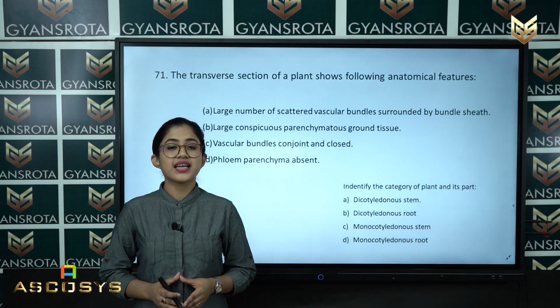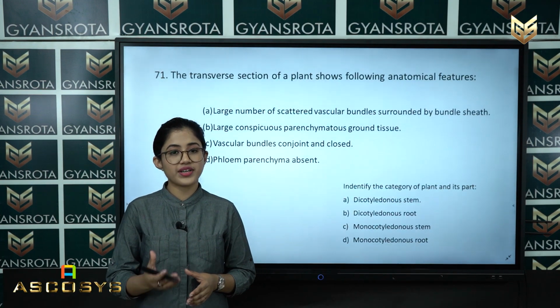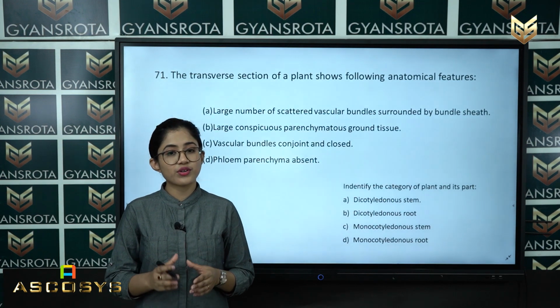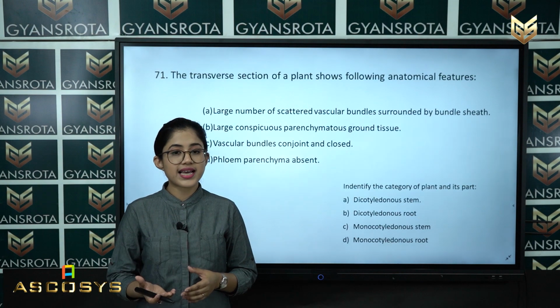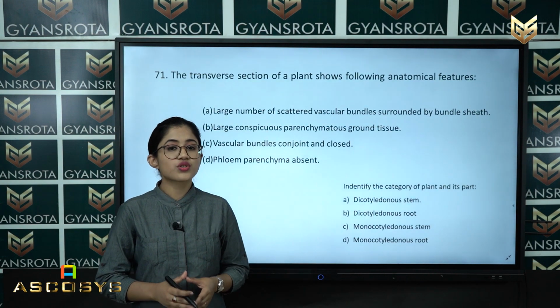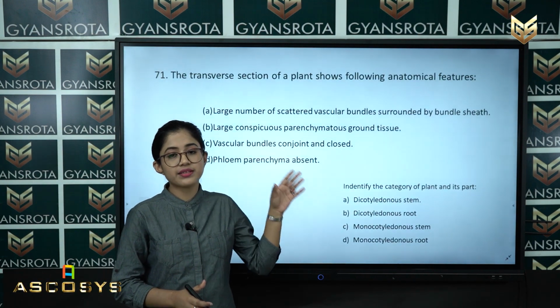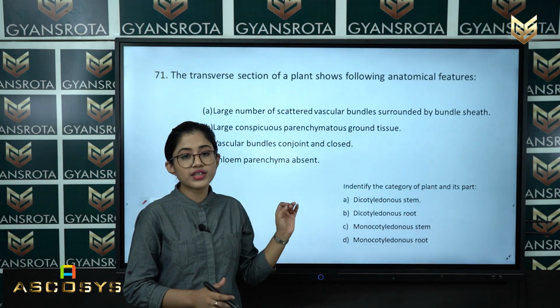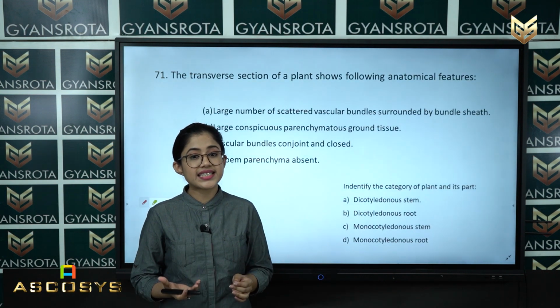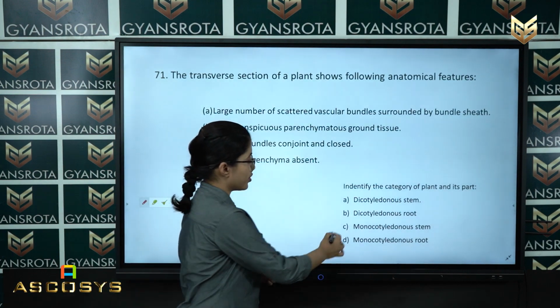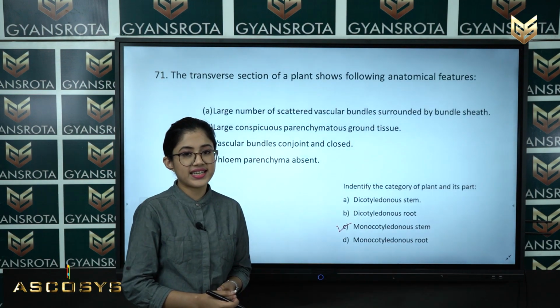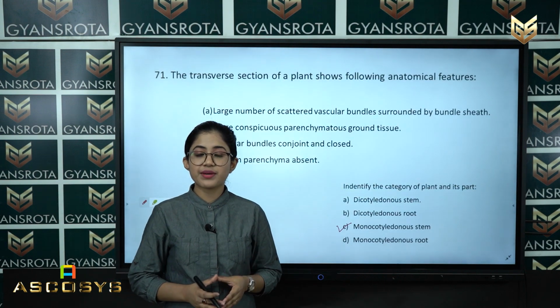So, student, in the chapter anatomy of flowering plants, we have discussed the anatomical features of monocot and dicot stems and their roots also, right? So, these are the anatomical features of which of the following categories? That is the monocotyledonous stem, right? So, option number C is the correct answer. I hope you have remembered that chapter very well.